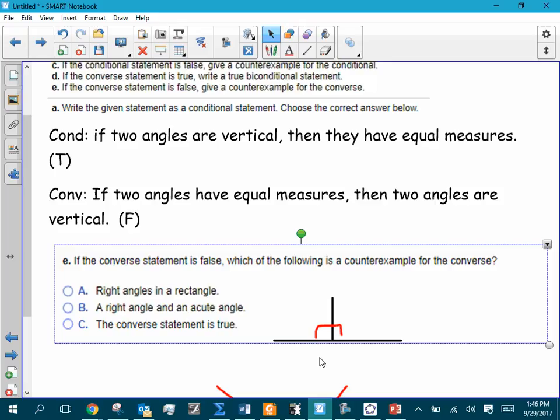So you obviously know it's not C. A and B have got to be the answers. We know the converse is false. Okay? So we're giving you one counterexample here. So let's just look at these pictures.